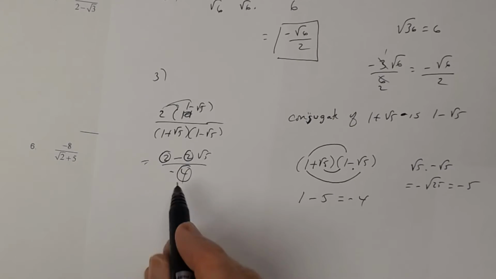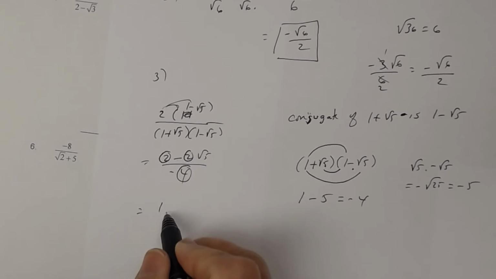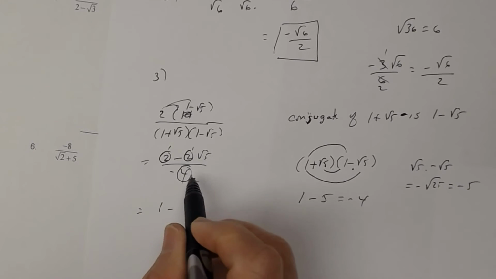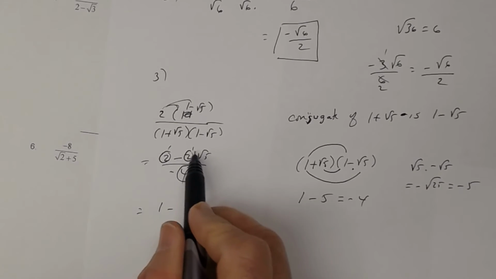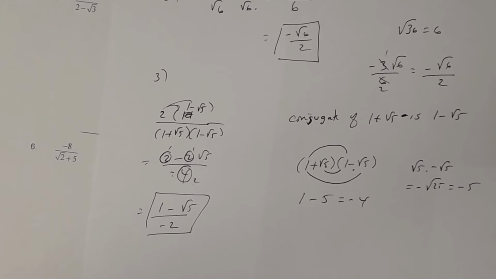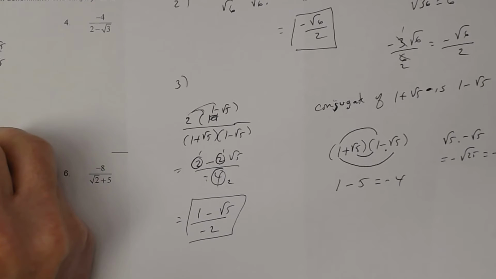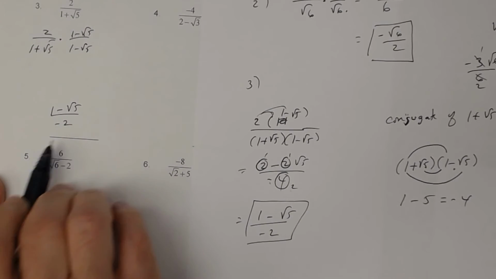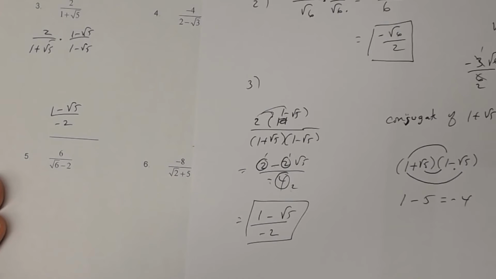So 2 into 2 is 1, minus 2 into 2 is 1. So that's 1, and that's going to be 2. So you get 1 minus, and then 1 square root of 5 is just square root of 5 divided by negative 2. So that will be your answer there. So this will be 1 minus the square root of 5 divided by negative 2. Okay?